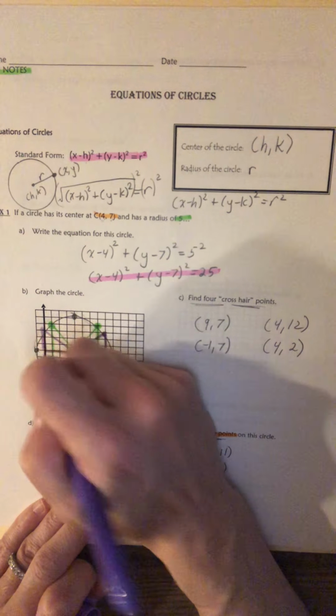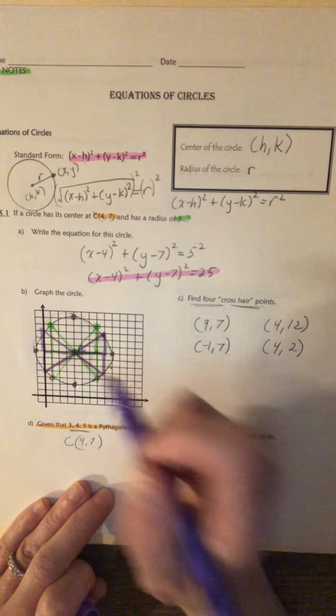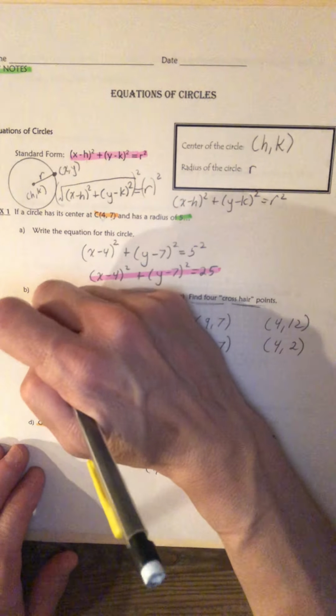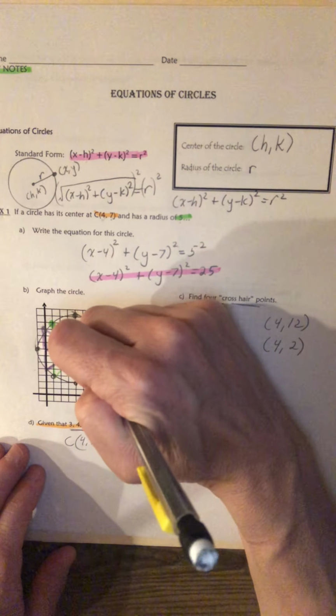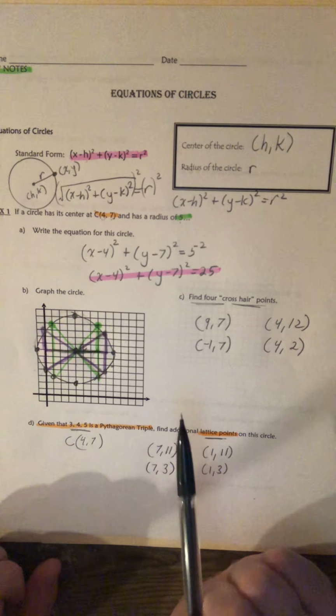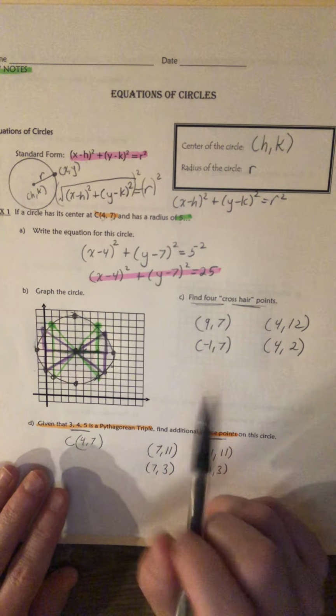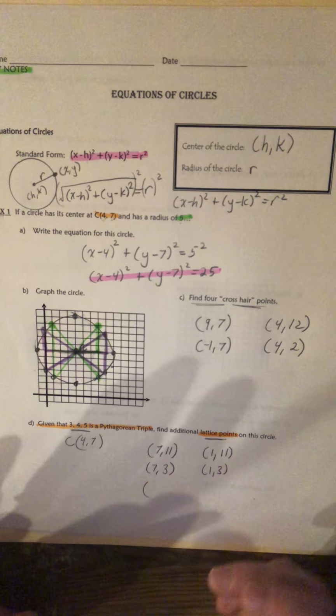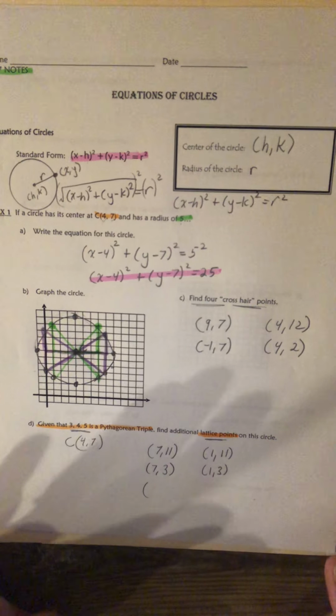And I can go down. All right, so now I have 4 additional lattice points. And this helps me find some other points on my circle. And remember, this only works if your radius is the hypotenuse of a Pythagorean triple, or a hypotenuse of a right triangle, but it's easier to identify them when they're a Pythagorean triple.